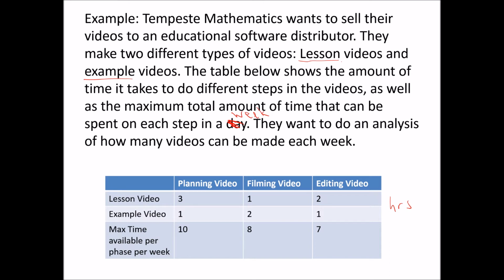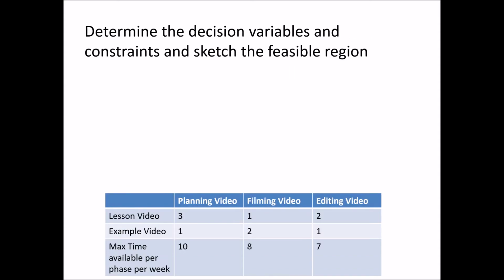And over the course of the week, in amongst our busy schedules, we've set aside no more than 10 hours for planning, 8 hours for filming, and 7 hours for editing. We may not use all of that time, but that's what's available. I can't spend any more than 8 hours filming because, I don't know, maybe my voice gets tired after that. So the first thing to do is to identify the decision variables and the constraints, and sketch the feasible region. So step 1, what are the decision variables? What are the things that I'm trying to figure out here in this analysis? I'll give you a moment to think about that.